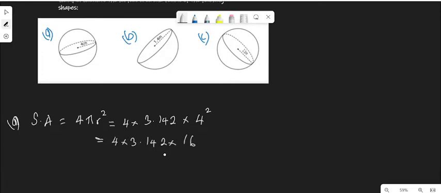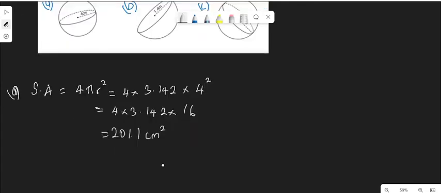Let's plug this value into the calculator. I have 4 times 3.142 times 16. That is 201.1 approximately. And the unit there is centimeter, so the area will be centimeter squared. So that is the total surface area for that sphere.